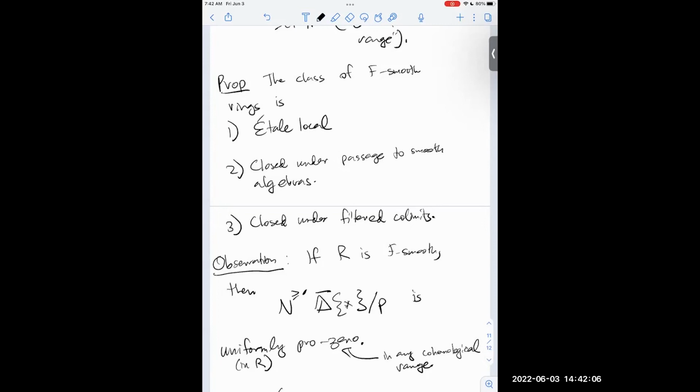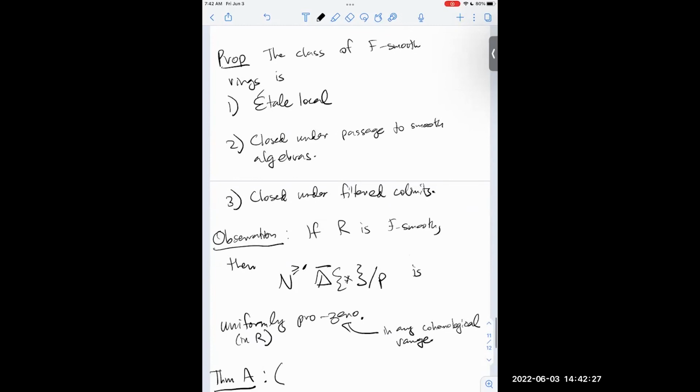In particular, I wanted to say that if you have a quasi-syntomic ring and you want to check that it's F smooth, you can check it on, in particular, say the strict henselizations or Zariski localizations or something like that. Again, there's a little bit of subtlety because of these issues of completeness, essentially, and that's why I wanted to mention this observation.